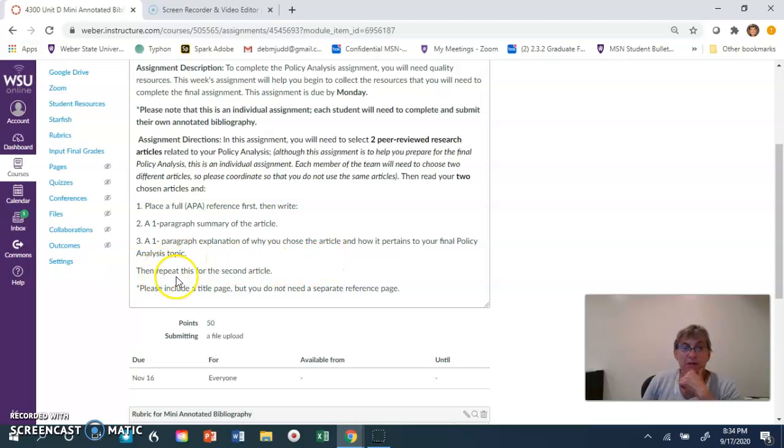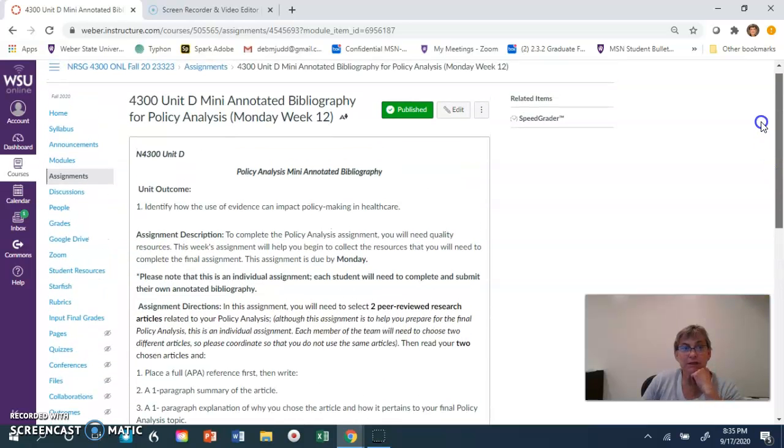Then you're going to repeat that for the second article. If you choose to find another article that you think is very pertinent, you can also add a 3rd or 4th, but there is a minimum of at least 2 annotated bibliographies. So the annotated bibliography refers to, you list the reference, and then the annotation is what you note about that article related to what it is you need to be doing.